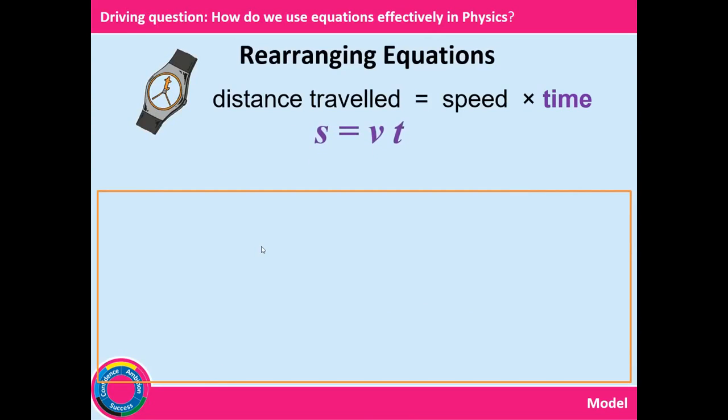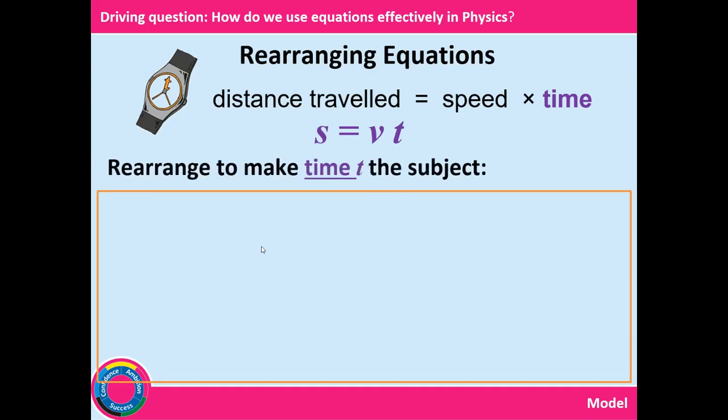S equals Vt. S is for distance, V for speed, T for time. Rearrange it such that time is the subject of the formula. Again, we write the standard equation. We notice that the V and T are on the same side.